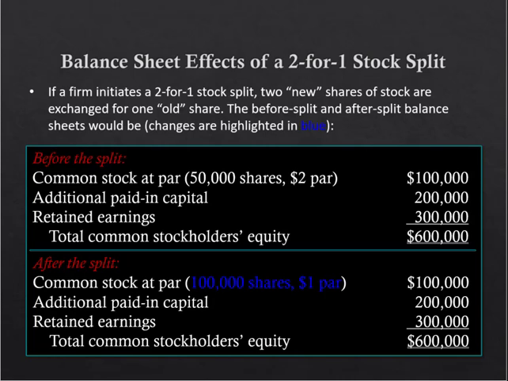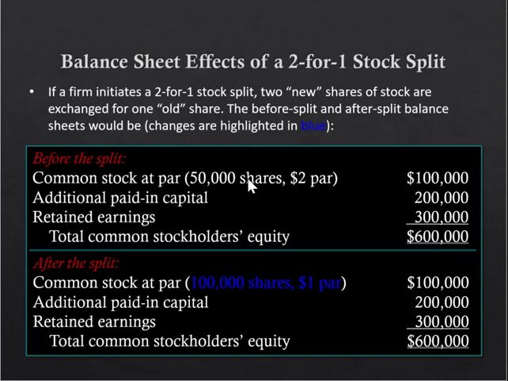So what happens essentially before the split, you had 50,000 shares at $2 par, so you had $100,000 par value. You had an additional paid-in capital, APIC, of $200,000, retained earnings of $300,000. So you had $600,000 worth of common equity. Now we issue a stock split.